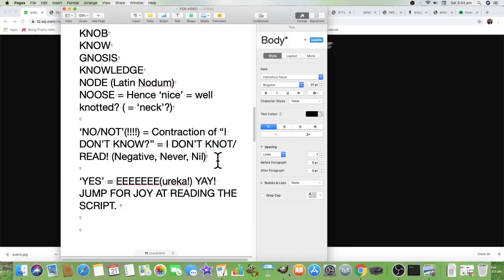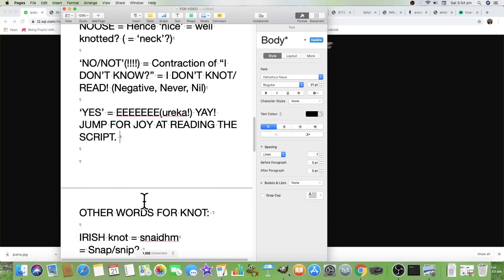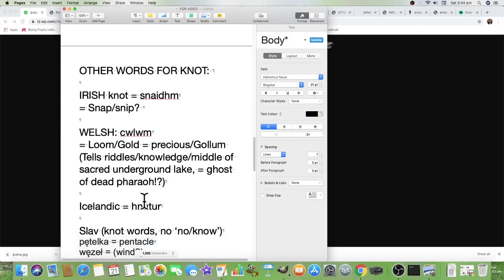So not. And of course, yes sounds more like an expression of excitement. It's yes, yay, woohoo. Jump for joy at reading the script. So, other words for not.